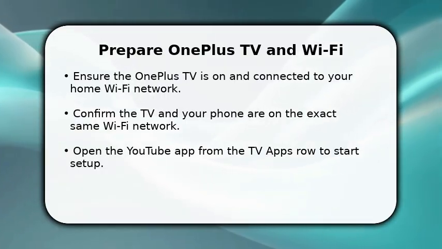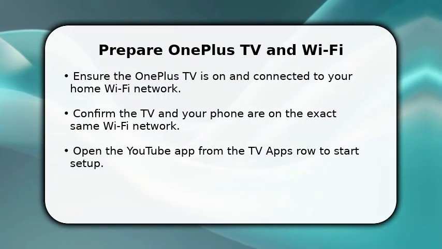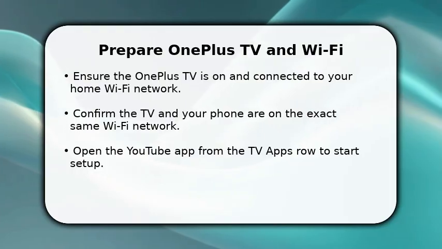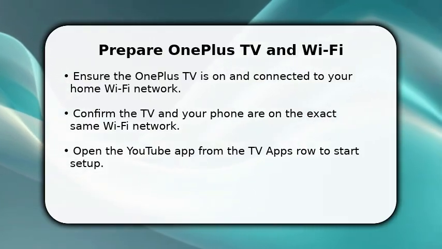Turn on the OnePlus TV and verify it displays the home screen. Navigate to Settings and open Network to confirm Wi-Fi connection. Make sure the TV connects to your 2.4 GHz or 5 GHz home Wi-Fi network.